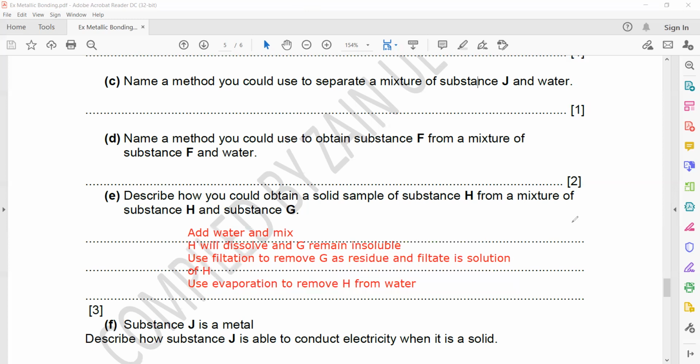So if I draw this, first we have a filter funnel here. In the beginning, we have a mixture of G and H. So when we carry out the filtration, G will be left on the filter paper and H will pass through, but that will be a solution of H. And then we evaporate this, apply heat. So when water evaporates, what are we left with? We are left with H.